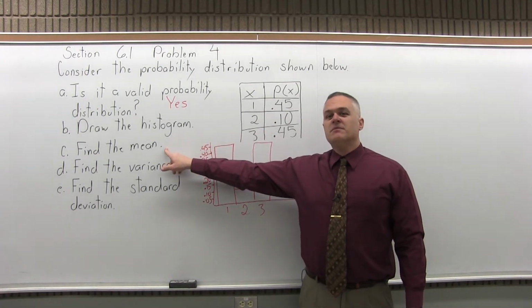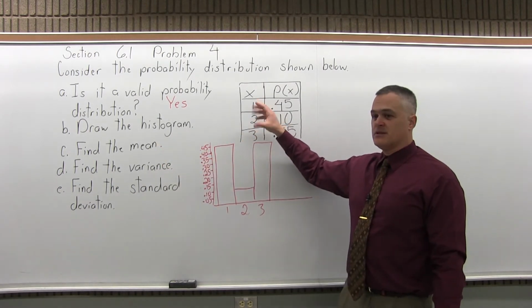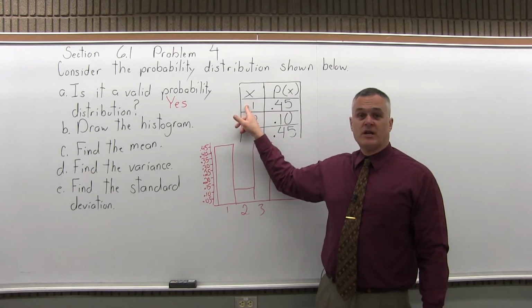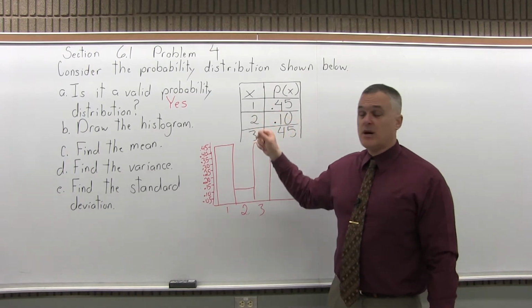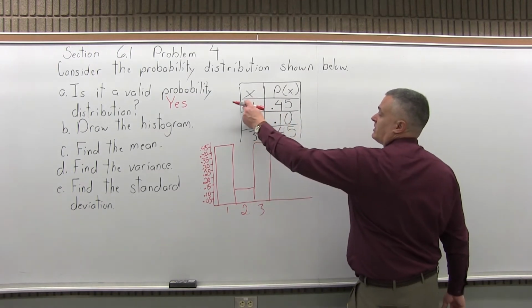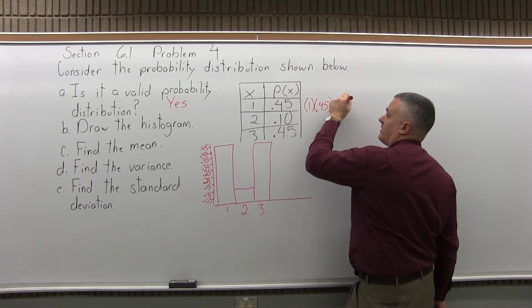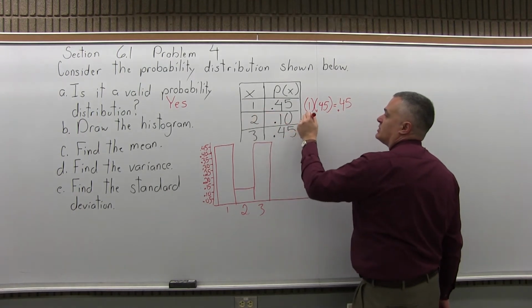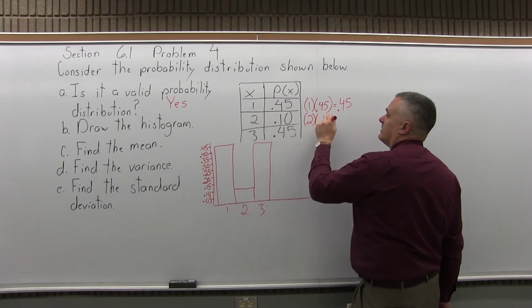C, find the mean. So again, this is the average value if you conducted the experiment millions of times. So to find that mean, what we want to do is multiply every value from the first column times its probability, get those answers, and total them up. So in the first row, the number from the first column, 1, times its probability, 0.45, gives me a result of 0.45. The second row, the number from the first column is 2, times its probability, 0.10.